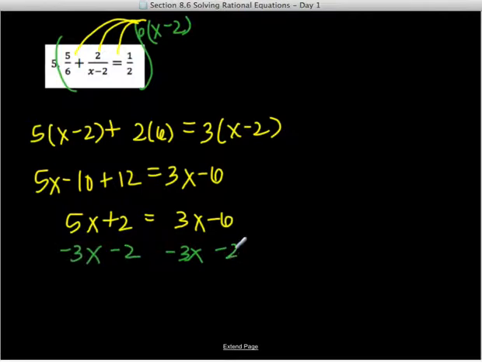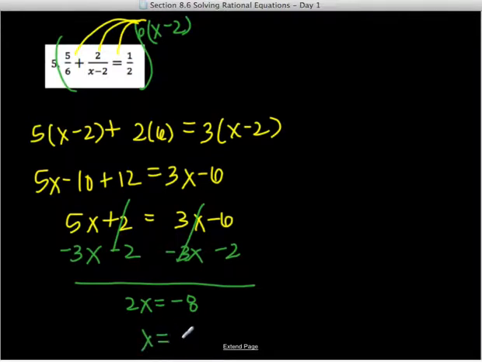Minus 2 from both sides. So I have that 2x is equal to negative 8. Divide both sides by 2, so x is equal to negative 4. Once again, make sure you do it right on your test. Plug in x equals negative 4 on your calculator to ensure that you have the correct answer.